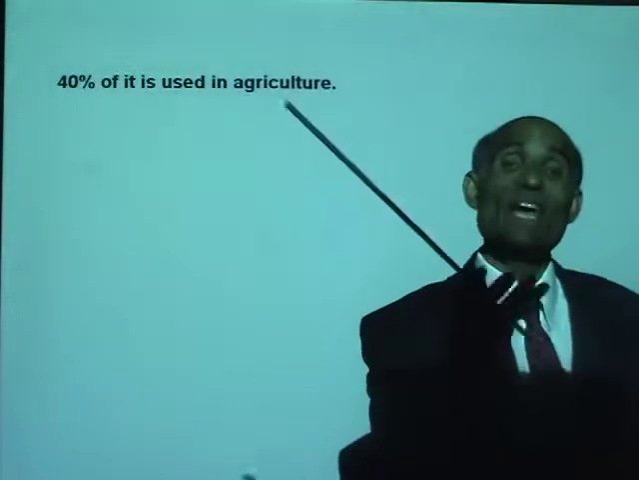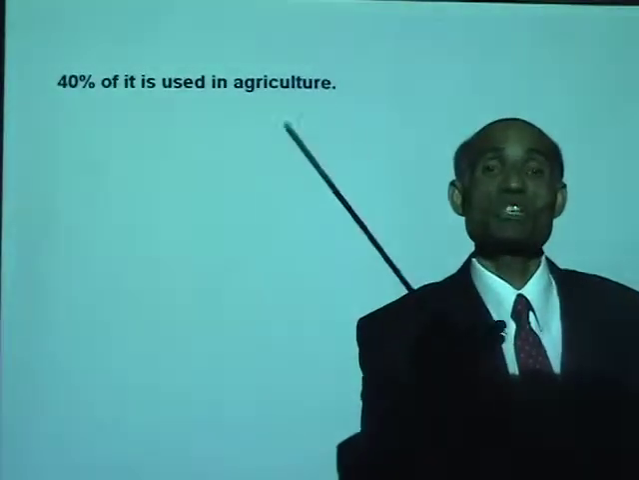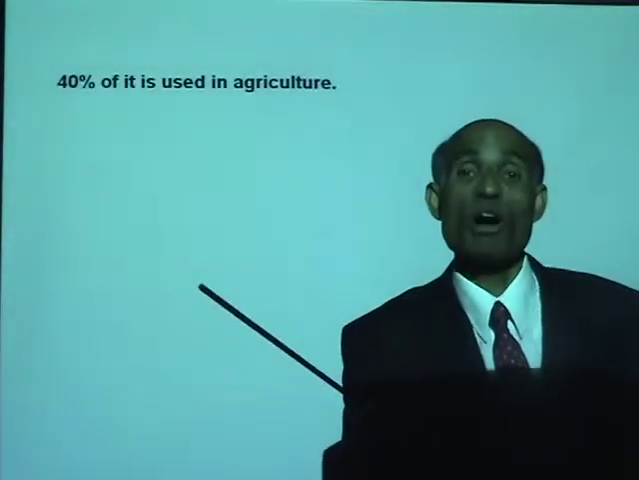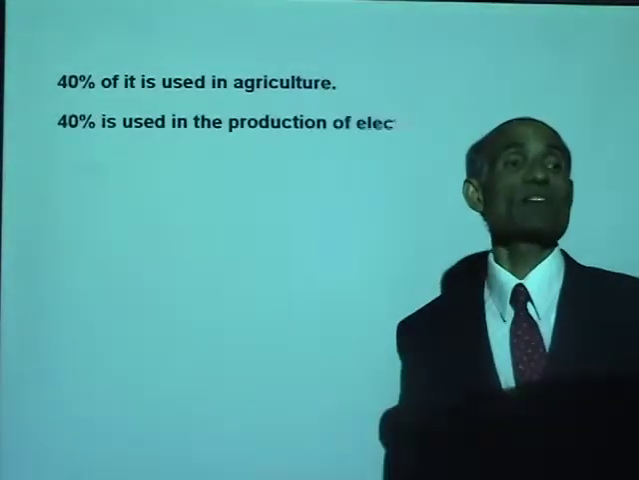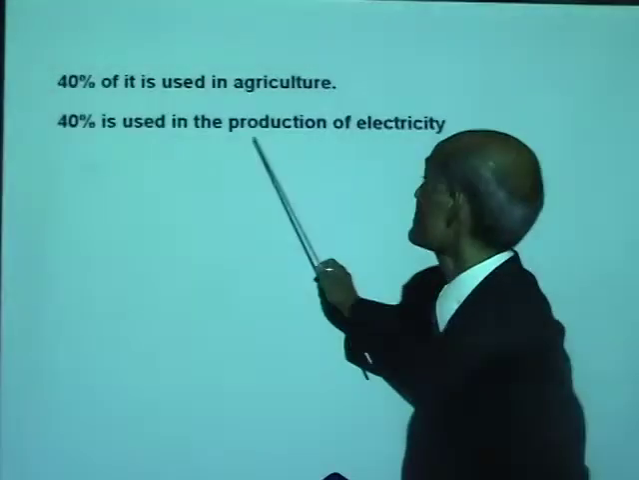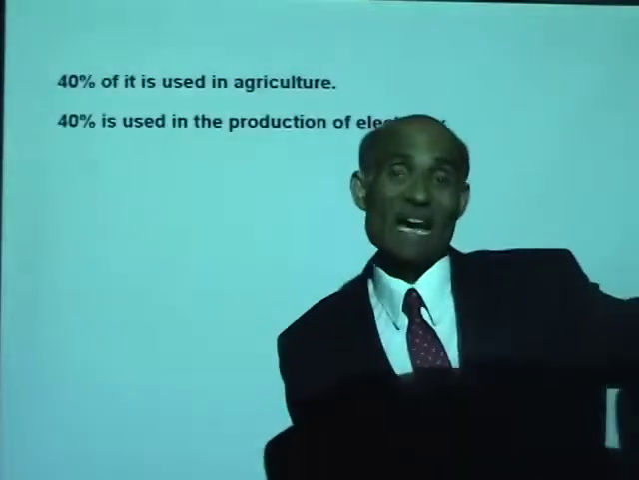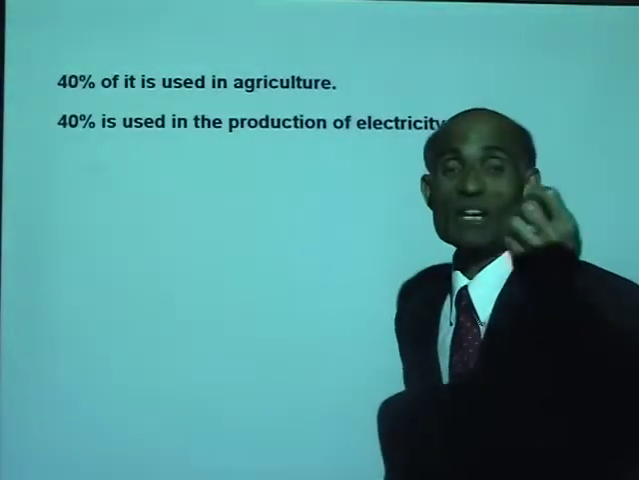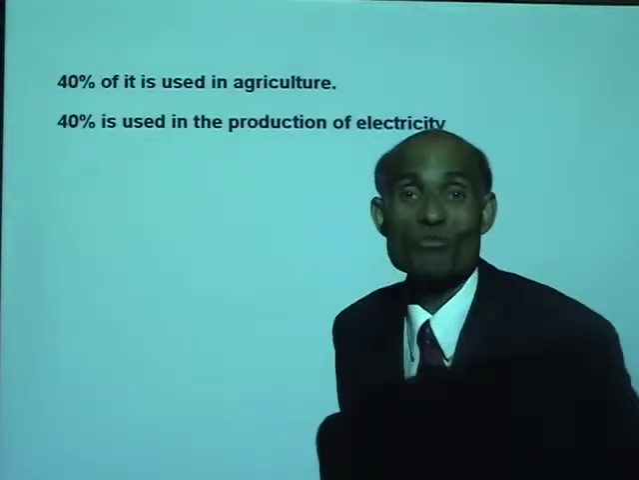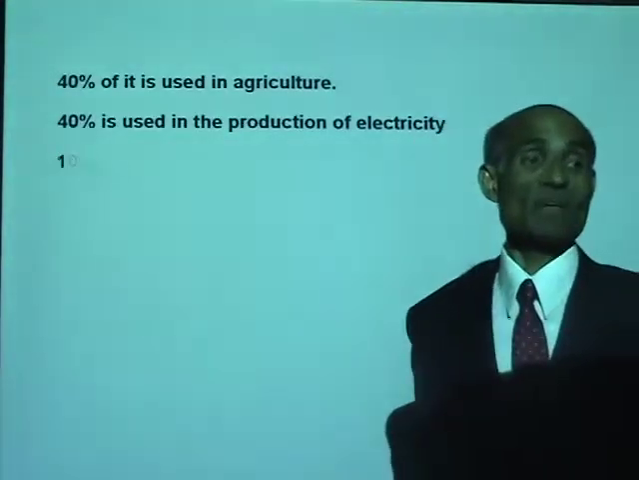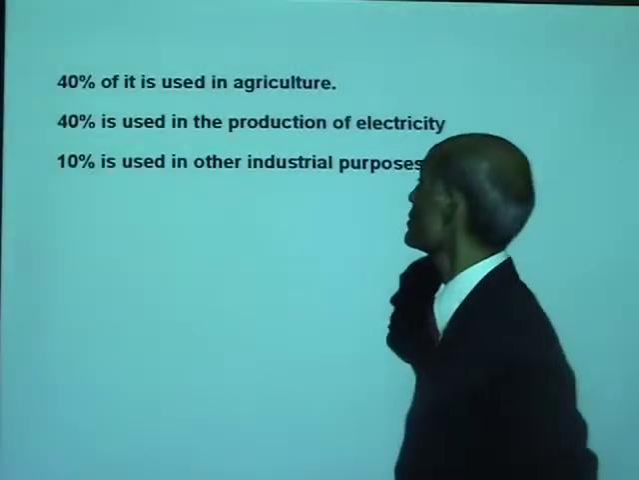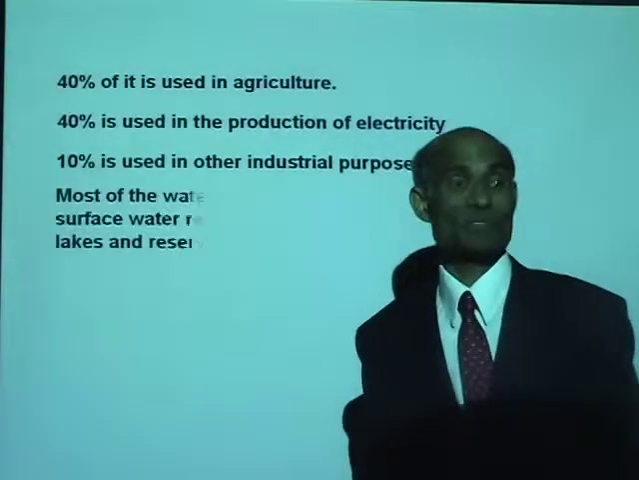So when you buy a loaf of bread, you can see how much water is involved in the making of that loaf of bread. 40% is in the production of electricity. When you turn on your light, you should understand that a lot of water is involved in the production of that electricity. 10% is used for industrial purposes.